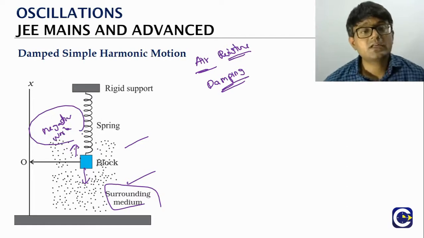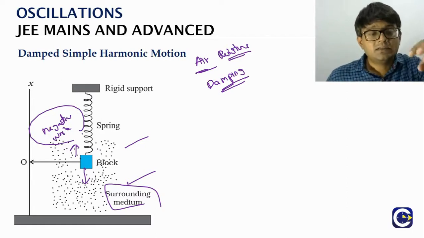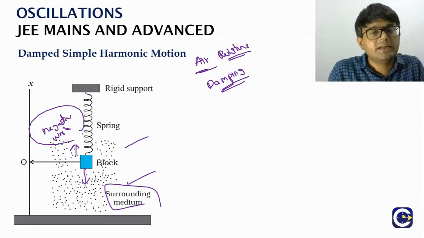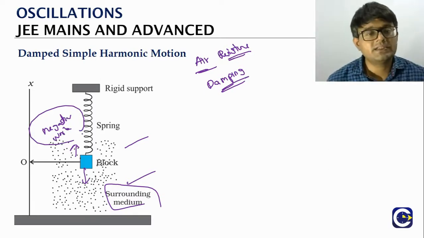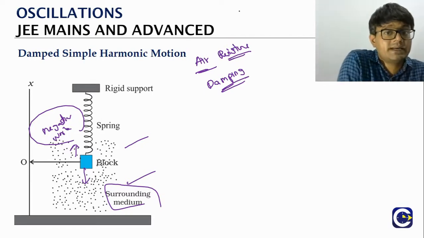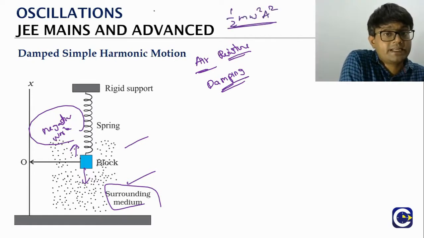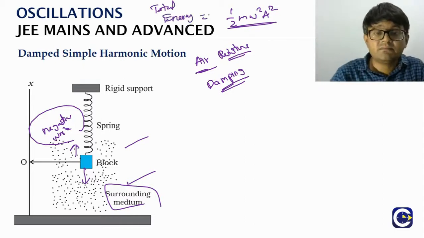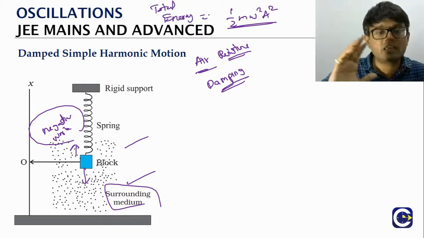So as a result, what is going to happen? The energy of the spring mass system will keep getting reduced over a period of time. Energy is quantified in terms of the amplitude, right? Total energy is represented by the amplitude. Remember the SHM energy formula, half m omega square into a square, that is the total energy. If the total energy is getting diminished, the amplitude gets diminished. So over a period of time, the amplitude of these oscillations will keep getting diminished.